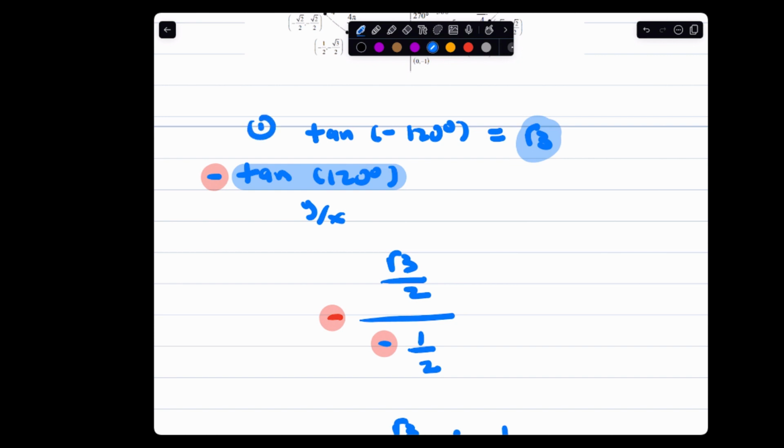Okay, is that easy peasy lemon squeezy? Did you guys get the square root of 3 for number 1? All right, good. Anybody have any questions on this one?